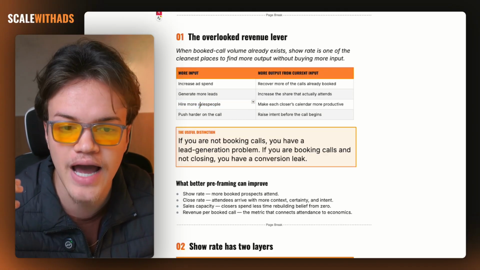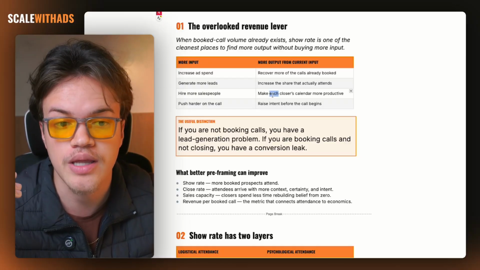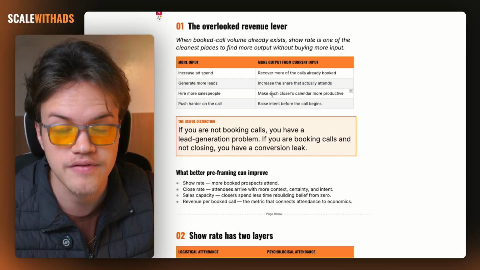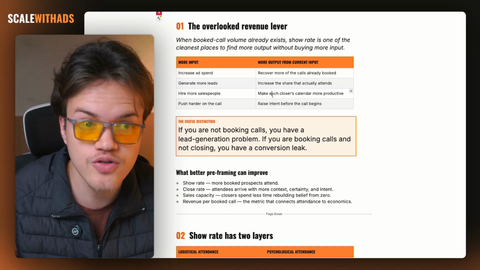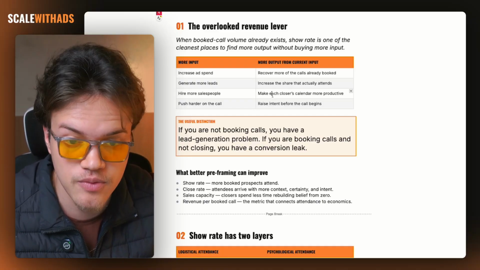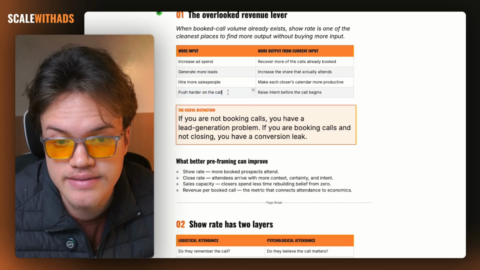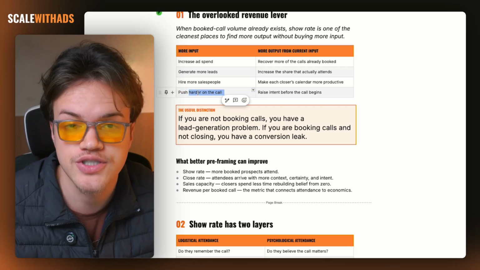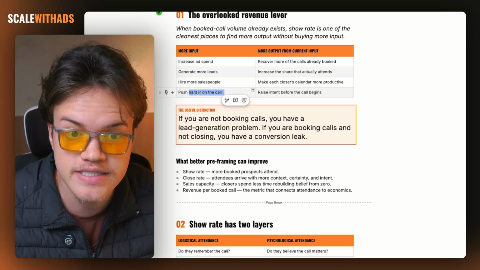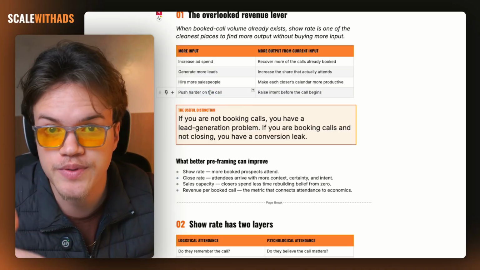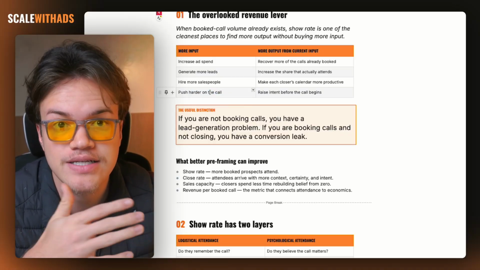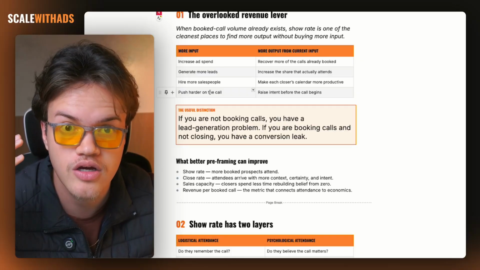Another example, instead of hiring more salespeople, you can make each closer's calendar more productive. You just need to give them more leads to close, and for them to close those leads, they need to show up for that call. And that's exactly what you're doing, okay? And like I said, instead of focusing on changing your closers because they are not that effective, by running the same system, you'll be able to make the calls easier, and it's going to be easier for those closers who might not be the best closers in the world to actually close.